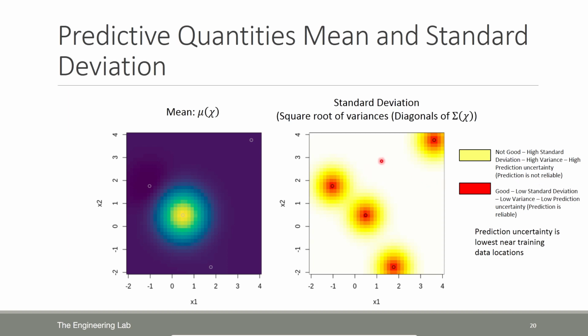If you're in the white or the yellow region, that means you don't have enough data to trust your predicted value. So for example, if I want to make a prediction in this region, the prediction uncertainty, your variance or your standard deviation, would be very high. But as you move close to a training point, your prediction uncertainty, your variance, your standard deviation drops. It's low. Ideally, if you want to believe your predicted output, you want to have a low standard deviation, a low variance, or a low prediction uncertainty.